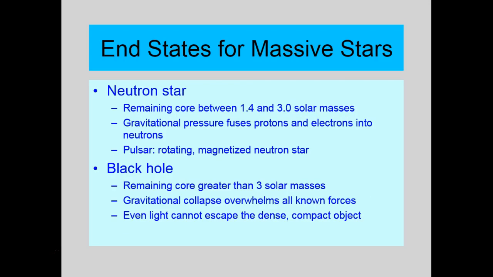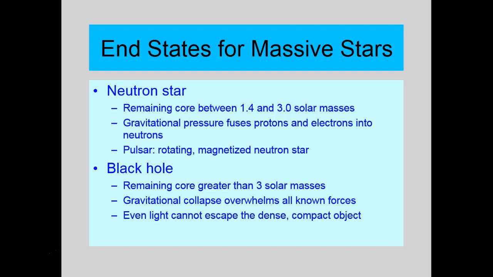Now, if the remaining core is between 1.4 and 3.0 solar masses, that's about 1.5 to 3 times the mass of the sun. Now you say, hey, that's not that much bigger. Wait a minute, this is just the remaining core. You've blown away most of the original mass, okay? This is just the remaining core, and it's still 1.5 to 3 times the mass of our entire sun, okay?